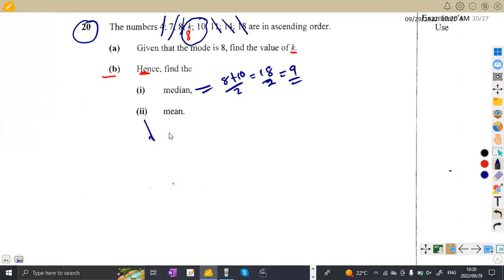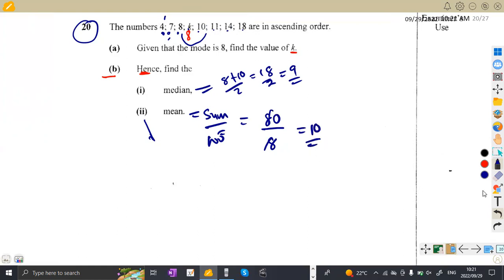Then mean, remember guys, mean is sum of terms over number of terms. So you're going to add all these terms that we are given here, sum of these terms over number of terms. All right. So if we add these terms, we're going to obtain something like 80 over the number of terms. How many are they? 1, 2, 3, 4, 5, 6, 7, 8. So it's over 8. So it's going to be 10. So that was the mean, sum of terms over number of terms, just like that.